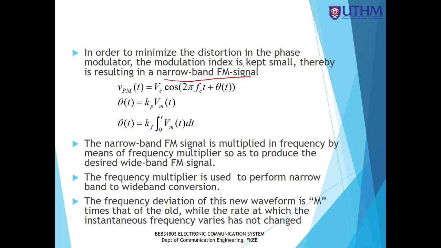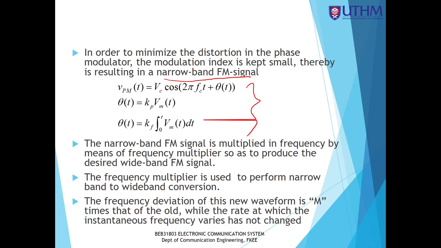So we are actually producing narrowband FM signal. Okay. So if we want to produce a wideband FM, we need to multiply the frequency using a multiplier or using other methods. Okay. So in these equations, it shows you what happened to the theta t.